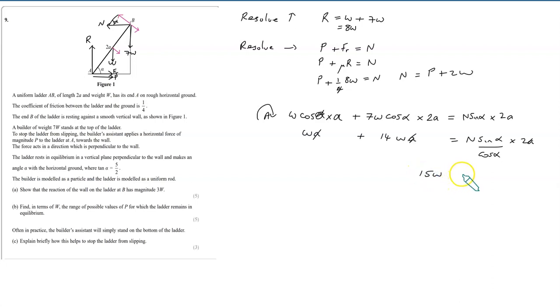So we can collect those terms on the left hand side. 15W equals, well, we've got 2n sine alpha, so that's actually 2n, and sine over cos is tan. So this bit being the tan alpha, which we know is 5/2, times 5/2. The 2's will cancel. Gives us 5n. It's 15W. So n is 3W. So that's the first part done.